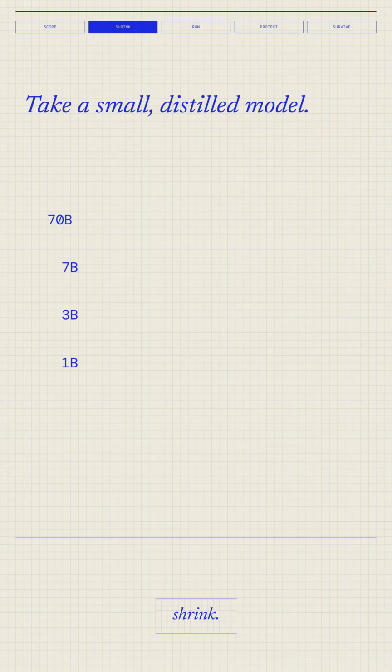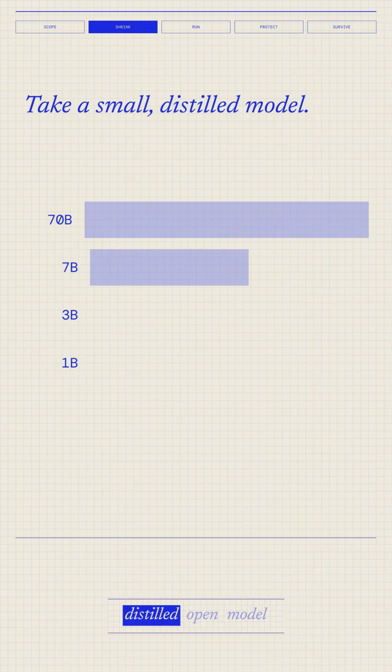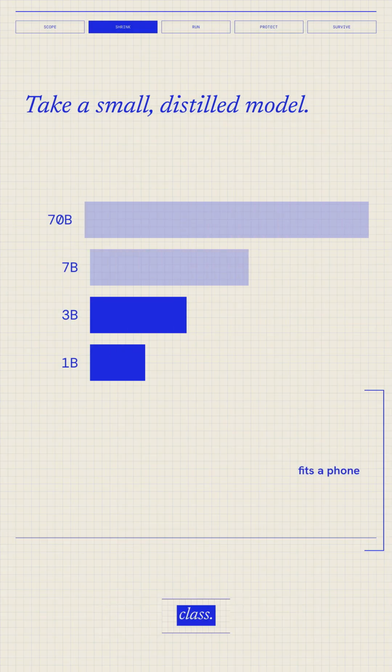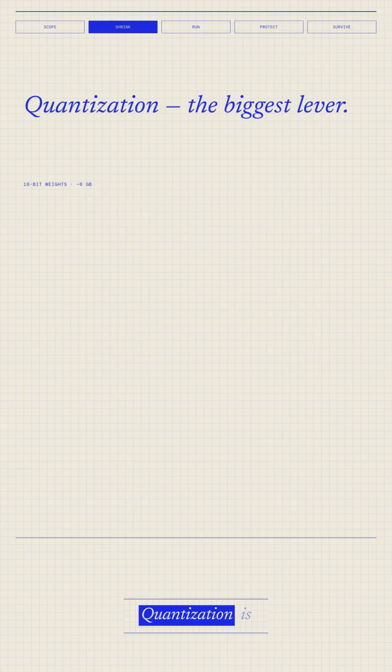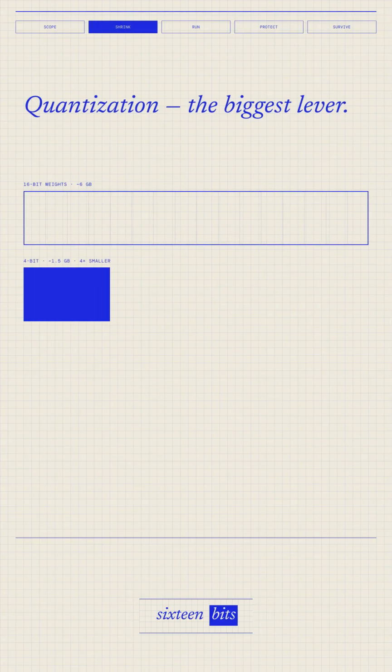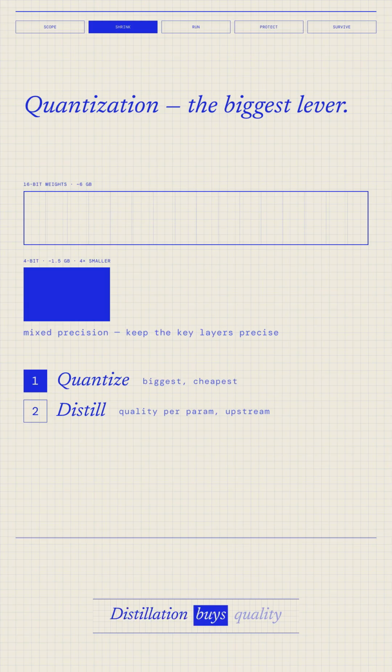Then shrink. Don't train from scratch, take a distilled open model in the 1 to 3 billion class. 7 billion is too big for a phone, even squeezed. Quantization is your biggest lever. 16 bits down to 4. 4 times smaller, almost no quality loss, if you keep the key layers precise. Distillation buys quality upstream, pruning helps least.